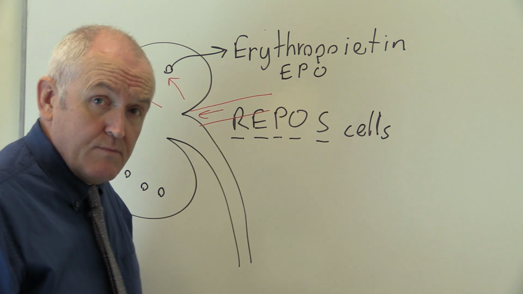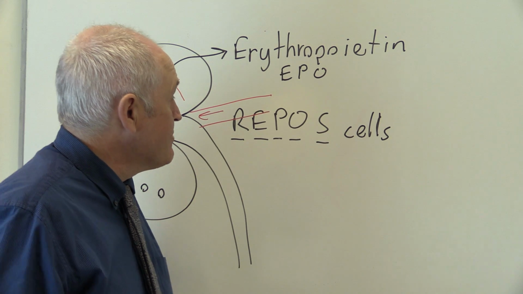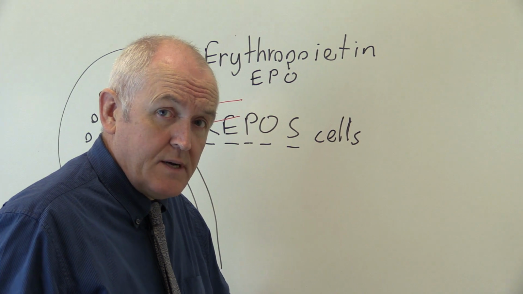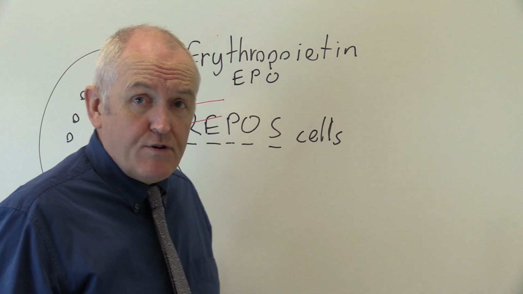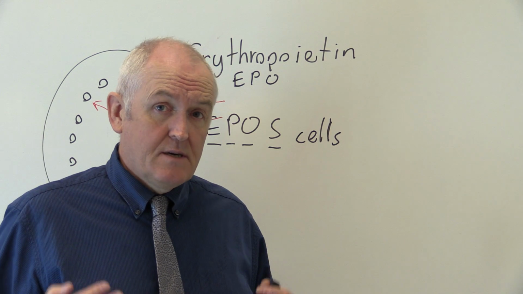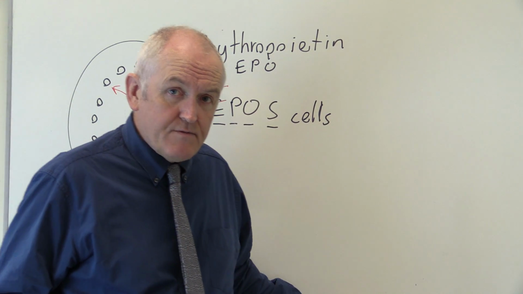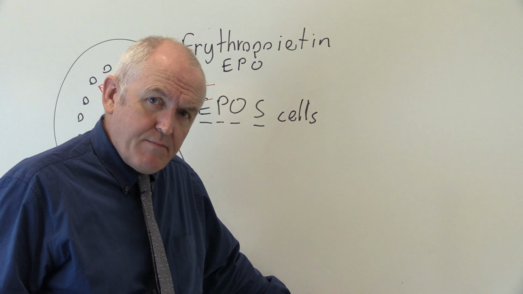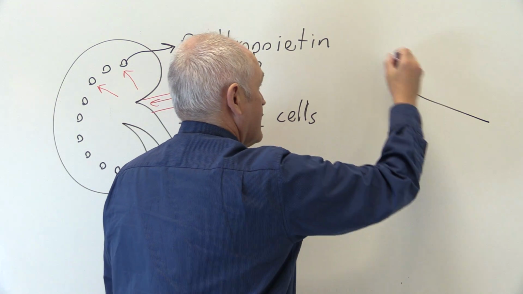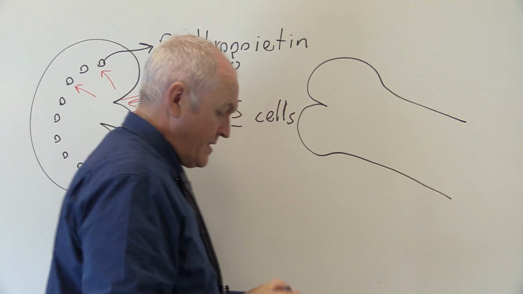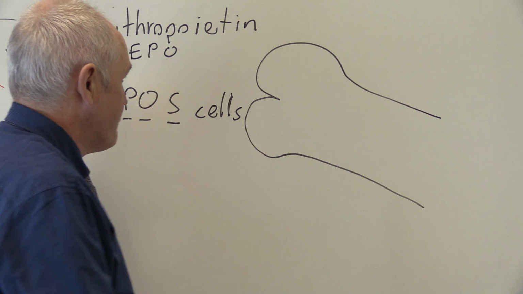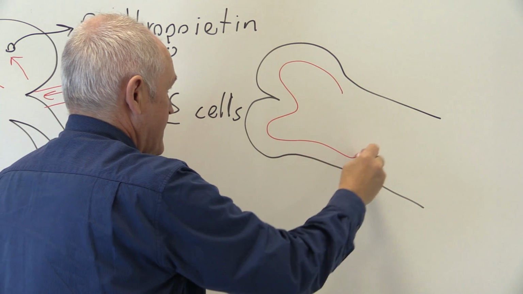And because it's an endocrine hormone, it's going to circulate, and the erythropoietin circulates in the blood to the red bone marrow. Now, as you probably know, there's red bone marrow in the flat bones like the sternum and the ribs, the skull, the flat bones of the pelvis, and also there's red bone marrow in the ends of the long bones. So here we have a long bone, and in the end of the long bone we've got the red bone marrow.